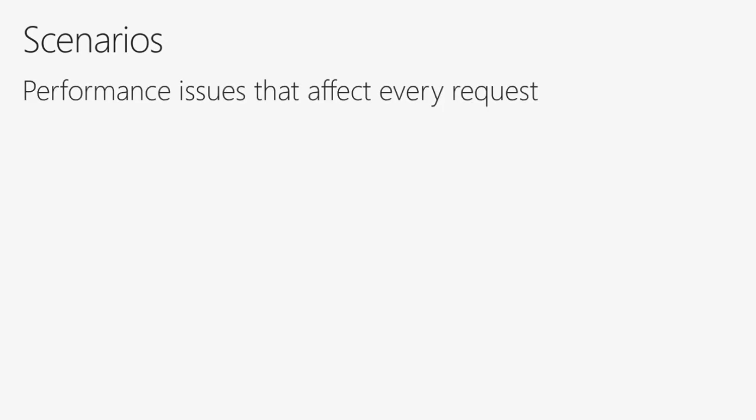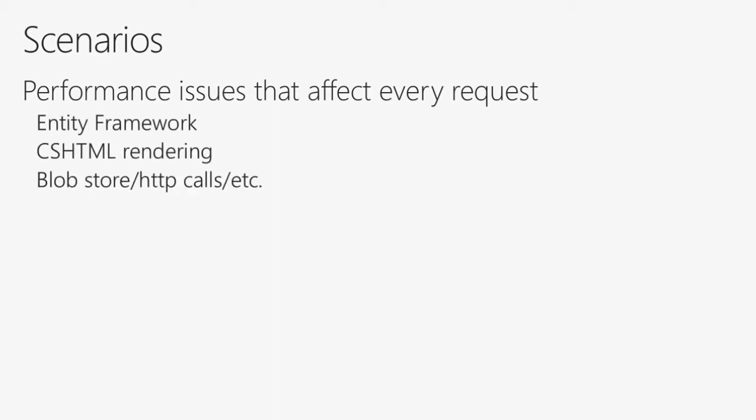So what are some scenarios or examples of this in the real world, right? There's two classes of issues. First, performance issues that affect every single request. So every user that hits your home page is going to see these database calls and these things happen in the back end, and that's always going to take about 500 milliseconds. And you might want to get that faster, right? Some common problems are maybe Entity Framework is doing a bunch of bookkeeping, or the LINQ query that you're running is super expensive. You might have CSHTML rendering, or a sequence of blob storage, database, or HTTP calls.